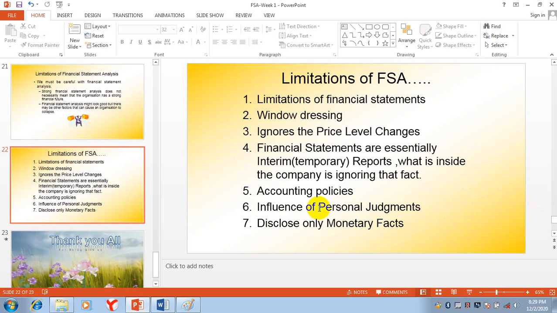Suppose I'm making an analysis and there is another person who has 20 years of experience in financial statement analysis. There will be a big difference between my opinion and his opinion. So personal judgments also affect financial statement analysis. This is another weakness of financial statement analysis.